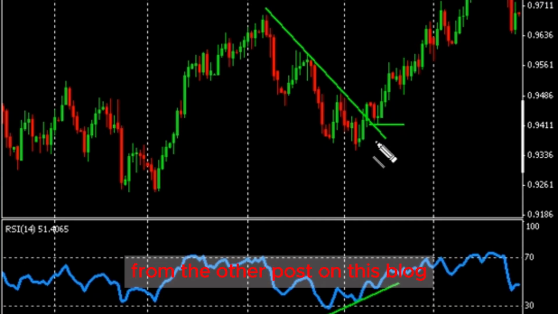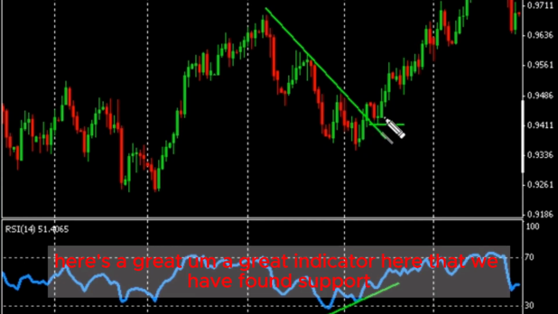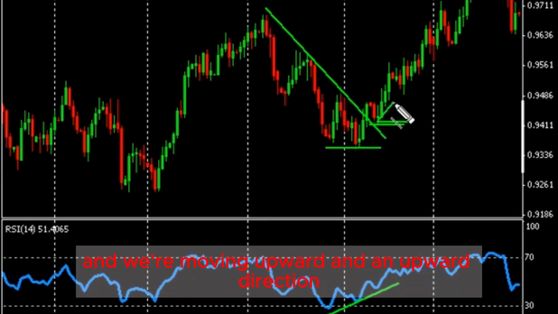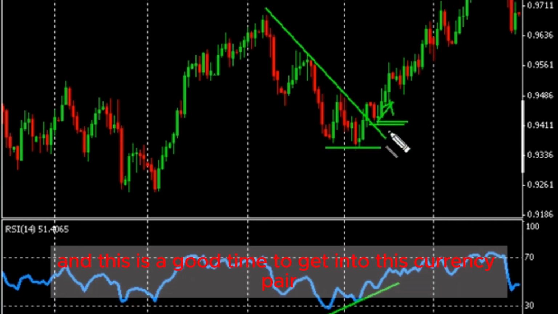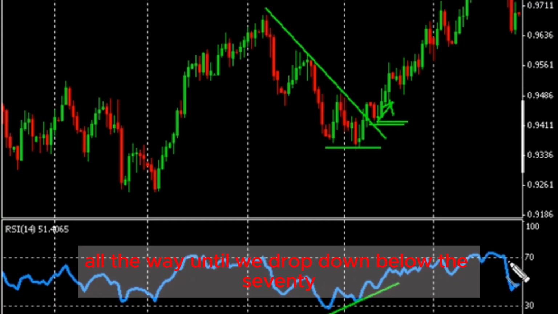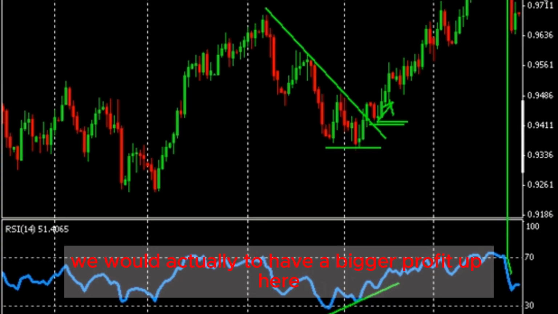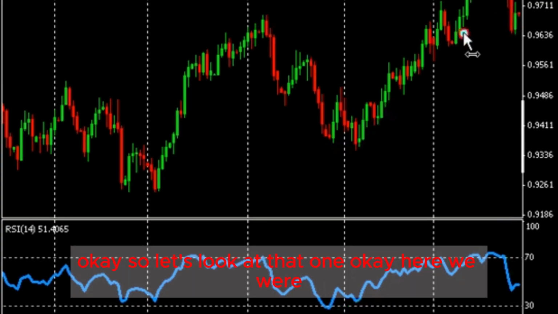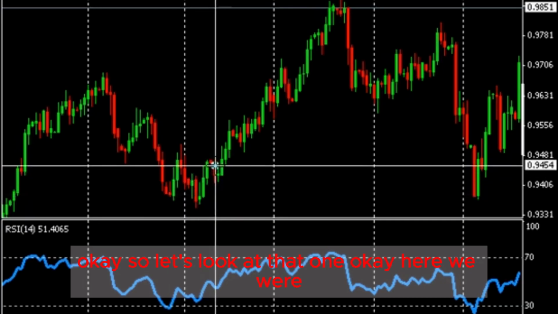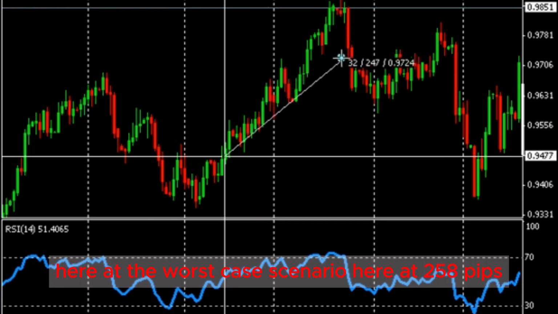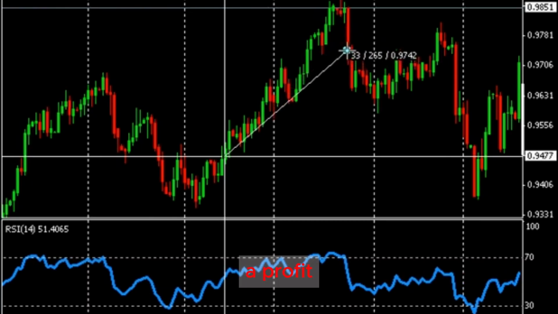From the other posts on this blog, here's a great indicator that we have found support. We have come back down, found support again, and we're moving in an upward direction, and this is a good time to get into this currency pair all the way until we drop down below the 70, which is down here. If we're managing our stop losses, we would actually have a bigger profit up here. So let's look at that one. Here we were to get in, manage our stop losses, and somewhere be taken out. Here, at the worst case scenario, 258 pips of profit.